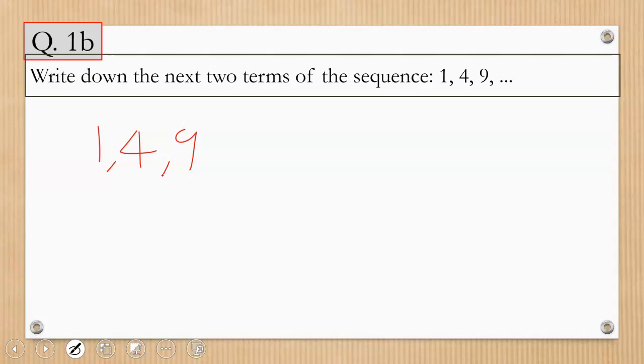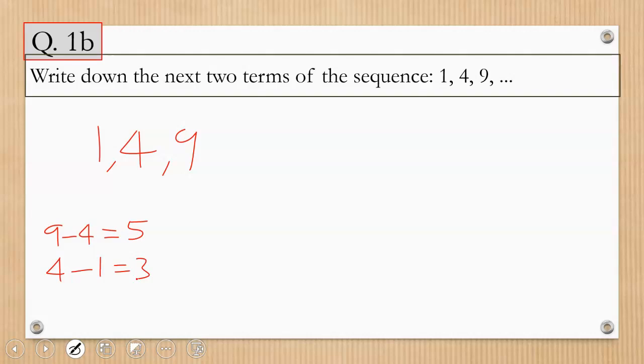First of all, let's see whether there's a common difference between the first, second, and third. If I subtract 4 from 9, I know I'm going to get 5. And if I subtract 1 from 4, it is going to give me 3. So there's no common difference, so I can't use a linear sequence.